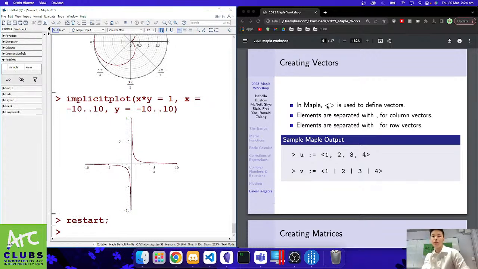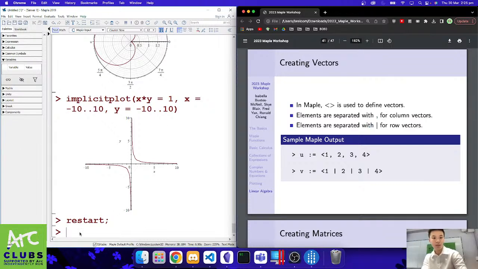In Maple we use the less than and greater than signs to define vectors, and all of our elements will be wrapped around these two signs. There are two types of vectors that we can define: the column vector and the row vector. For the column vector, we use a comma to separate each element, whereas for a row vector, we use the vertical bar to separate each element.